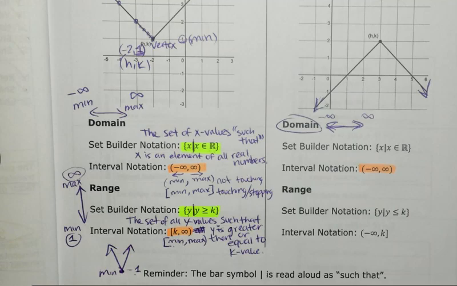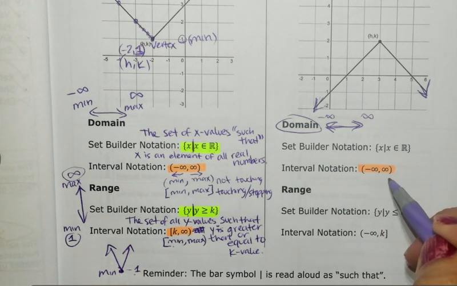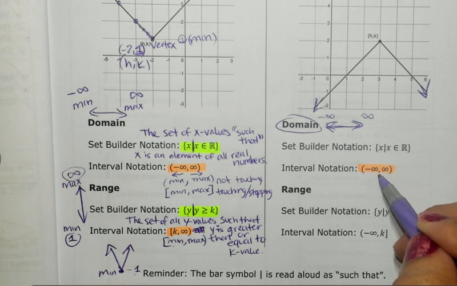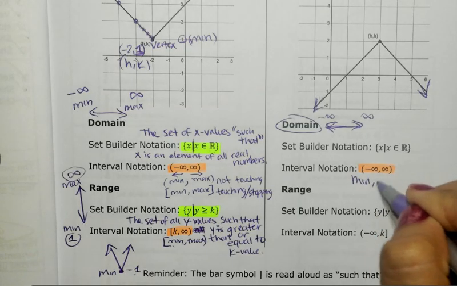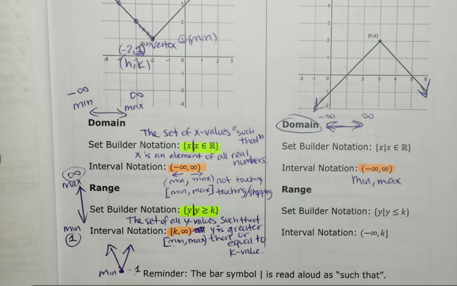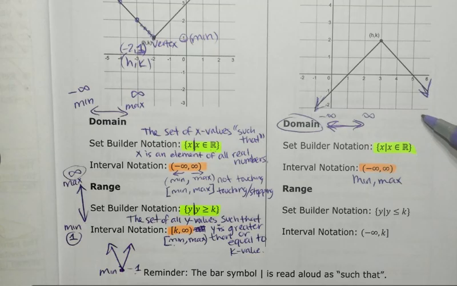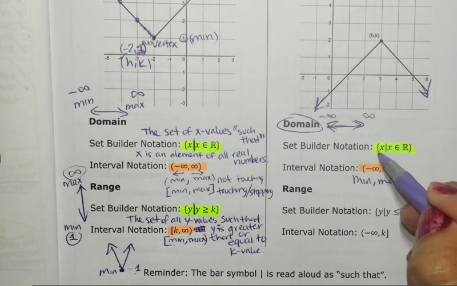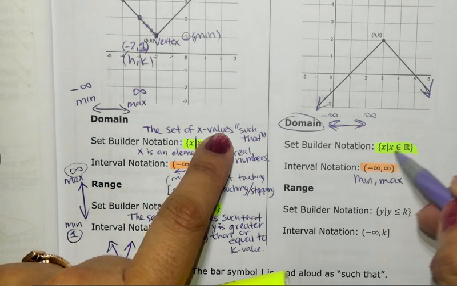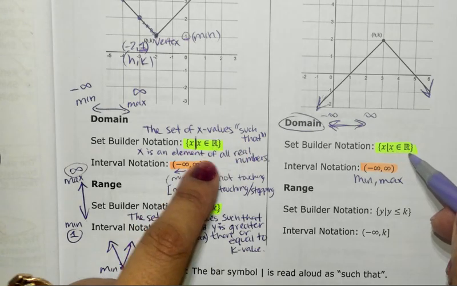Negative infinity to positive infinity, parentheses on the sides because it's never stopping, and then a comma in between because it's in minimum, comma, maximum mode. The set builder notation, though, I know it's not something you're comfortable with writing yet, but all you really got to emphasize is that the domain for absolute values will always be written like this because it goes left and right forever. So the set of all x values such that x is an element of all real numbers.